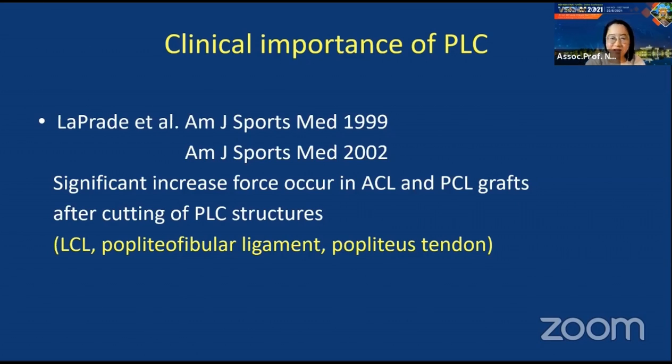I want to emphasize that there's a study looking at this particular structure by cutting its components one by one. The major structures were the LCL, popliteofibular ligament, and popliteus tendon. Cutting these significantly increased force on the ACL and PCL graft. So when you do ACL or PCL reconstruction, you're supposed to look at this structure and make sure that it's still intact. It may need an additional surgical technique to fix these structures.